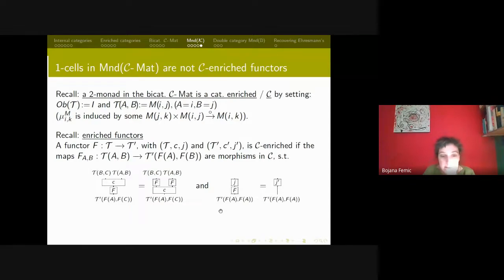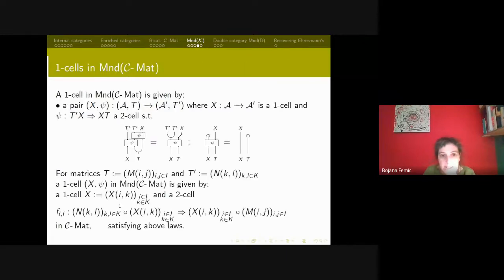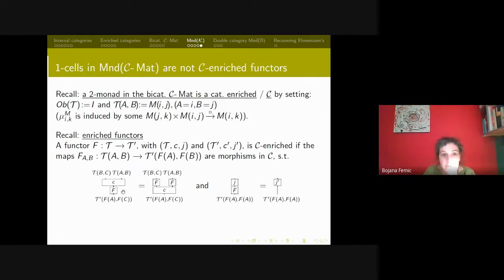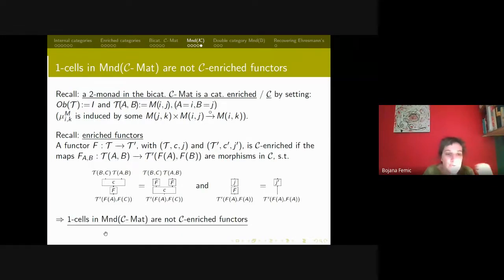But you see immediately that it's not true. First, in the domain we have two objects and in the codomain one, while here we have three objects in the domain and two in the codomain. So this X is like too much, and also psi goes from the composition of two 1-cells, whereas here F goes just between single 1-cells. So we conclude that 1-cells in the 2-category of monads in the bicategory of C-matrices are not C-enriched functors.